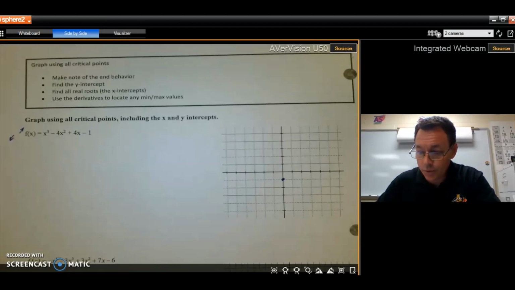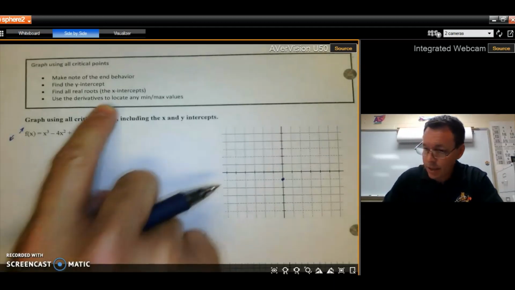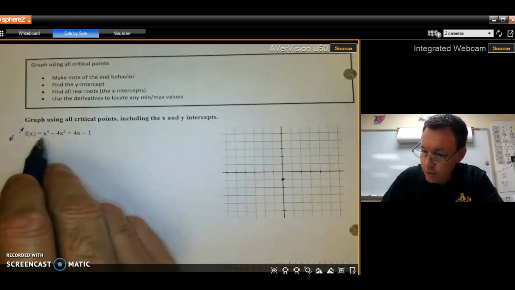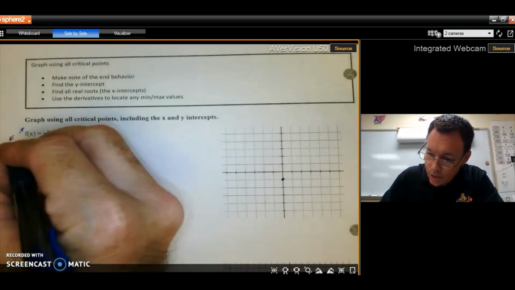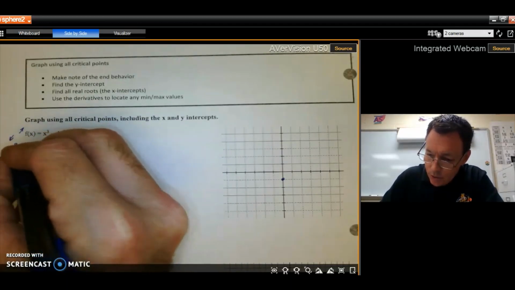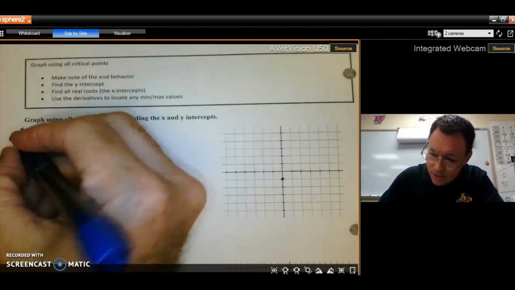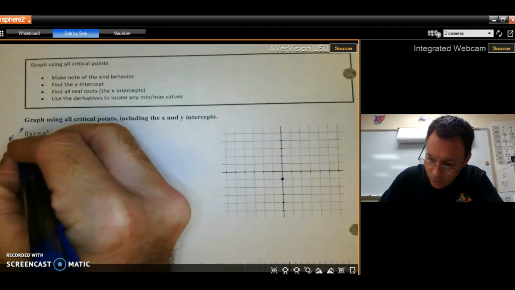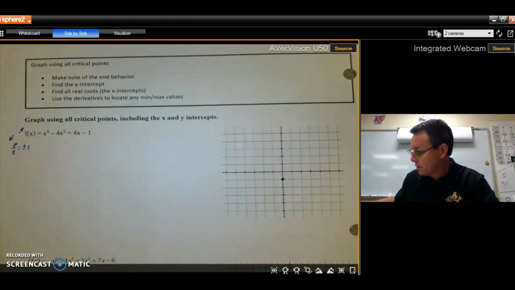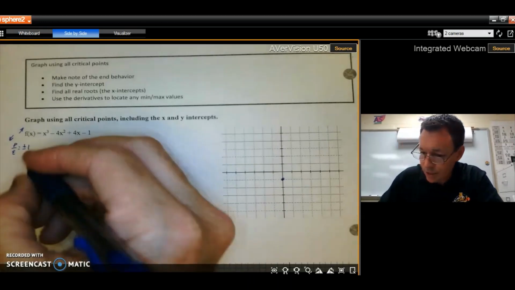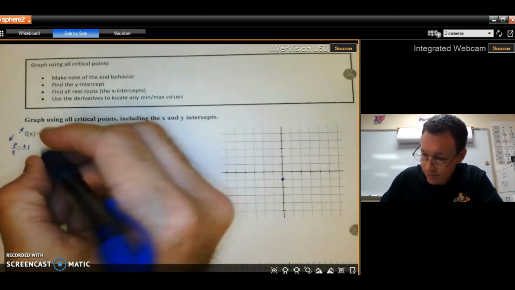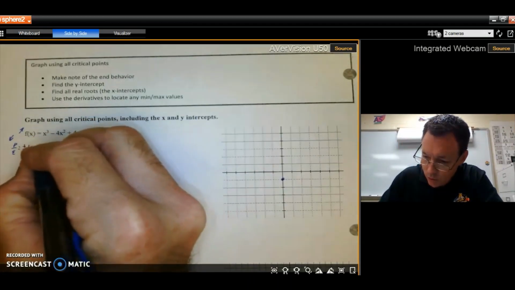Now I want to find the roots, so I want to find the x-intercepts. We need to do our p's and q's: factors of negative 1 over the factors of positive 1, that's just going to be positive or negative 1. There's not a lot of options on this one. So start testing. I'm going to test a 1, and I'm going to hope that that works.